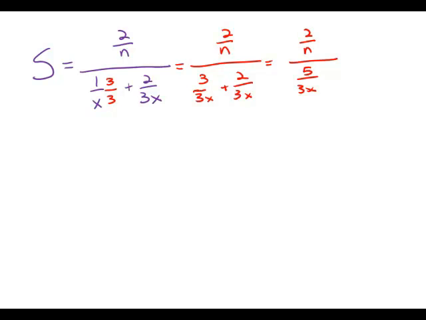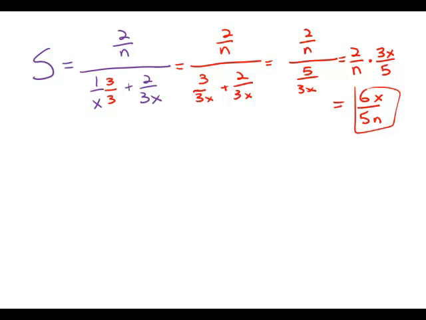So then what we have is a single fraction in the numerator and a single fraction in the denominator. Well, a fraction divided by a fraction really means the fraction on the top multiplied by the reciprocal of the fraction on the bottom. And so really what S boils down to is just 6x over 5n. So that's a much, much simpler expression. That is the value of x, and we'd like to find the numerical value of that.